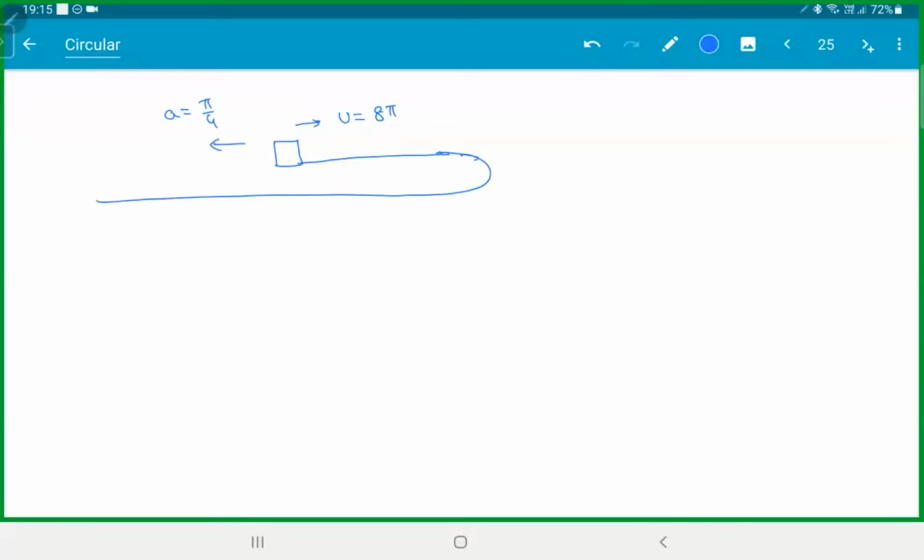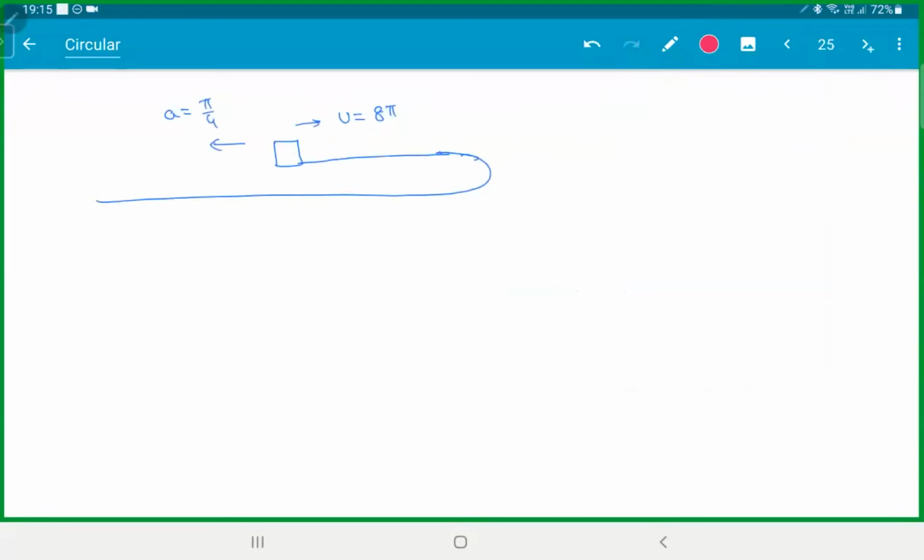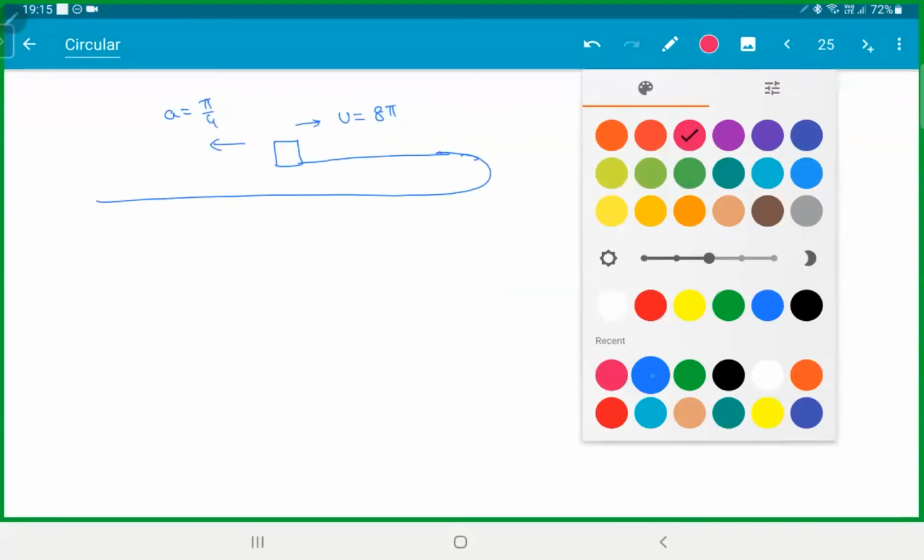I hope you guys remember this question. And remember, what do we mean by total angle rotated? Total angle rotated is similar to distance. Whether you rotate front or you rotate back, I don't care, I'll just add it up. This problem is exactly the distance problem.